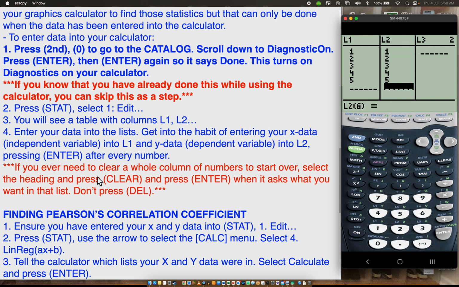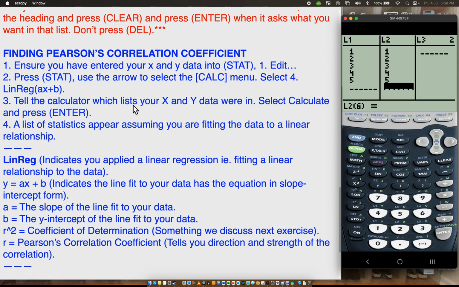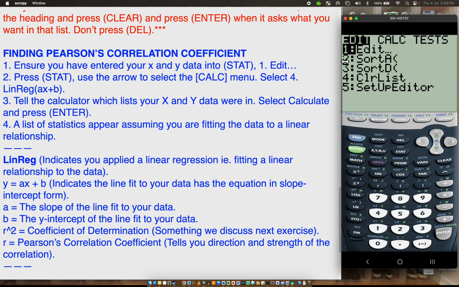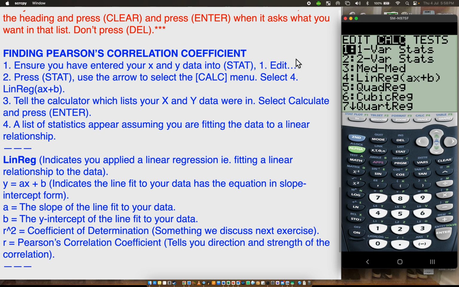Put that back. So how do we find Pearson's correlation coefficient? So step 1, ensure you've entered your X and Y data. We have. Press stat. Press the stat button. Use the arrow to select the calc menu. So you can see calc there. Press to the right. Select 4 linreg AX plus B. So that stands for linear regression.